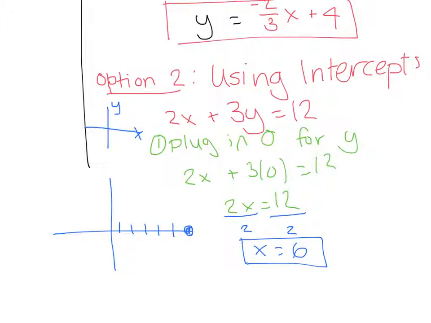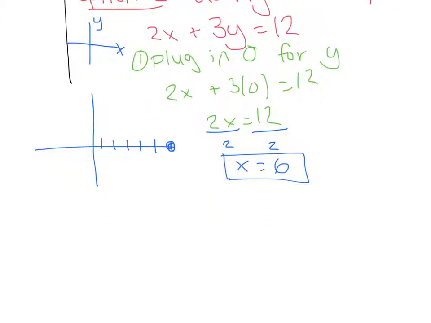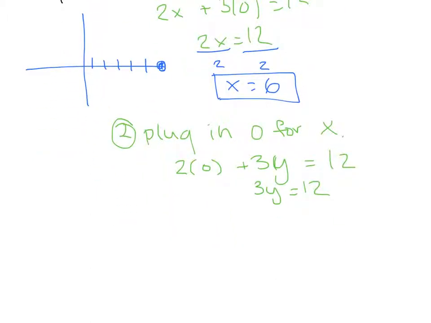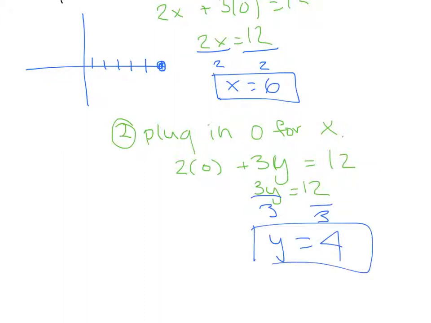Okay, that's my x-intercept. So I found my x-intercept, so now I need to find my y-intercept. So when I do that, I'm going to do the same thing I did for number 1, except instead of plugging in 0 for y, I'm going to plug in 0 for x. So that's going to give me 2 times 0 plus 3y is going to equal 12. So 2 times 0 is 0, so that goes away, and I'm left with 3y equals 12. And again, I'm going to think back to 8th grade. So I'm going to divide both sides by 3 and get y equals 4. So that is my y-intercept.